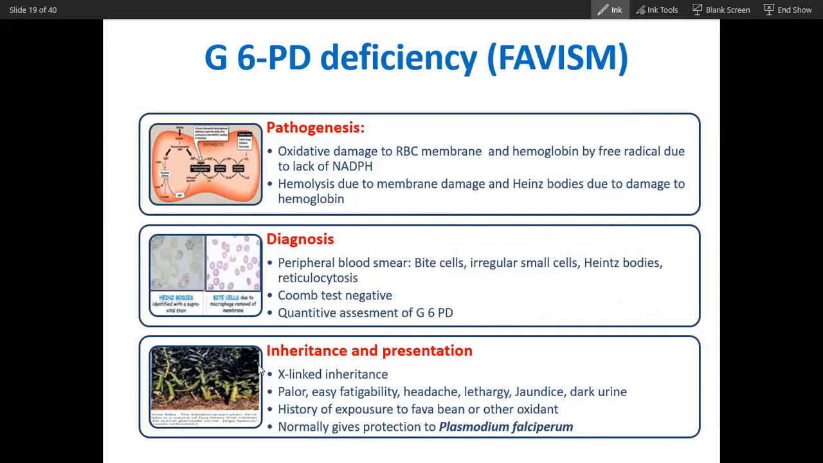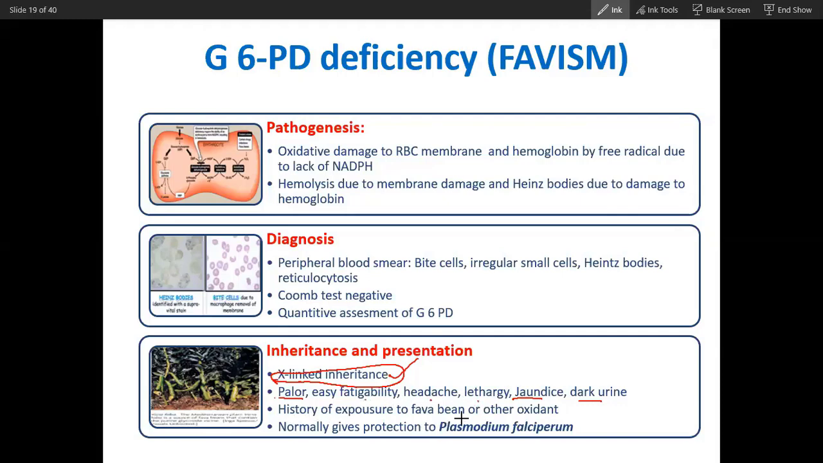So what is the inheritance? Which gene and chromosome are involved? It is an X-linked recessive disorder. In such a condition the presentation will be pallor, as in all types of anemia: pallor, easy fatigability, headache, lethargy, jaundice, and dark urine. Jaundice is because of hemolysis, and dark urine is because of jaundice.